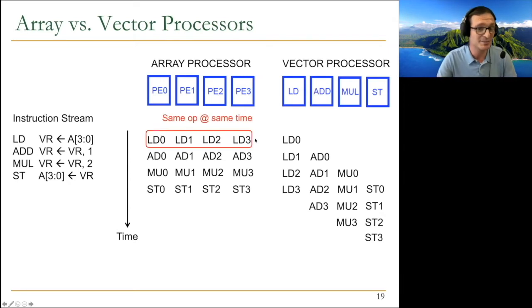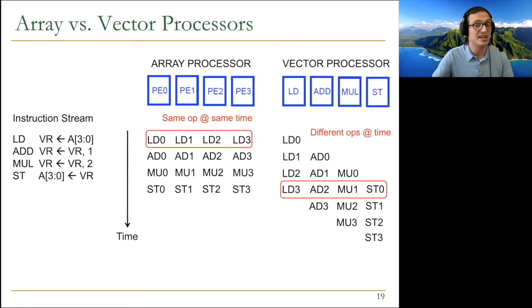But the distinction between array and vector processor is clear. In an array processor, you execute the same operation at the same time in these processing elements. Whereas in a vector processor, we execute different operations at the same time. So this is the time difference.